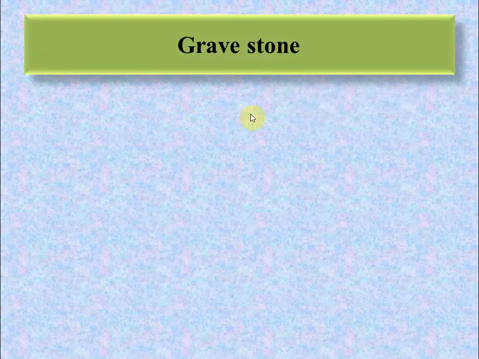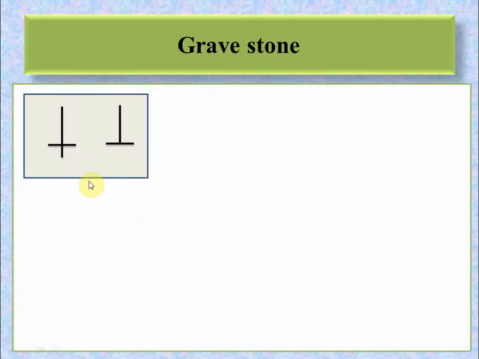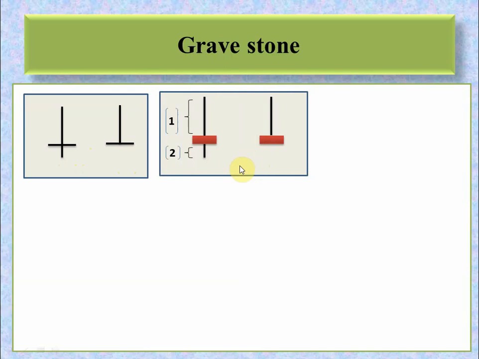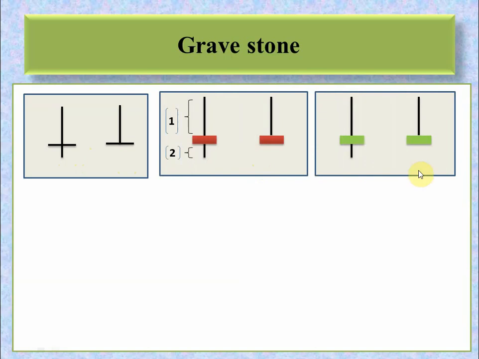And what is gravestone, the first candle of our doji? Here are two shapes of gravestone without any body. One of them is only with one wick, and the other is with two wicks. The second shape is with body. Here we have two red bodies. The third one is green body.